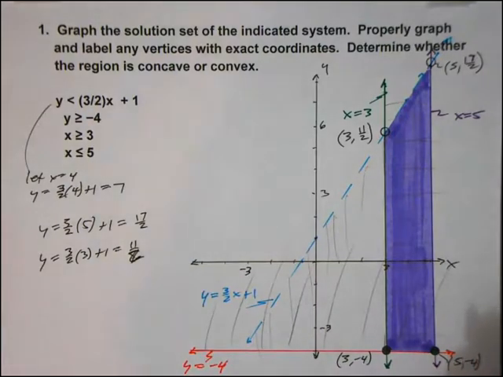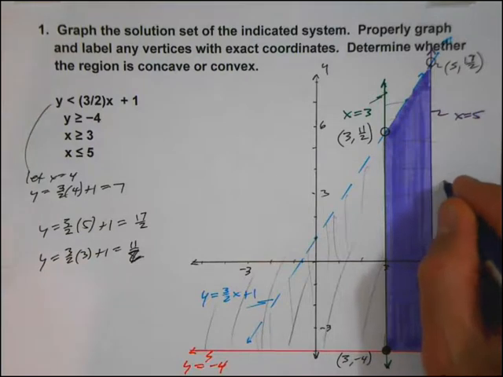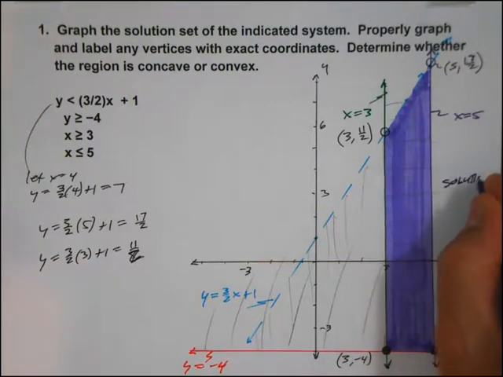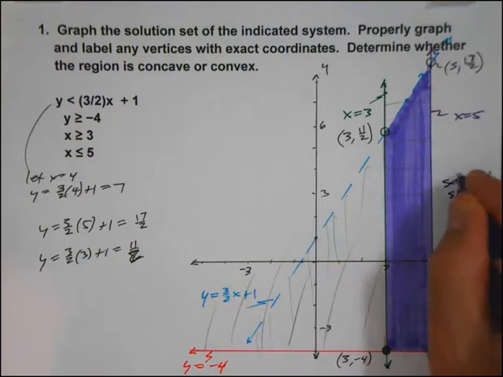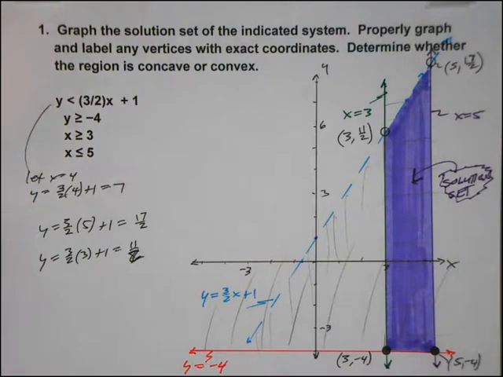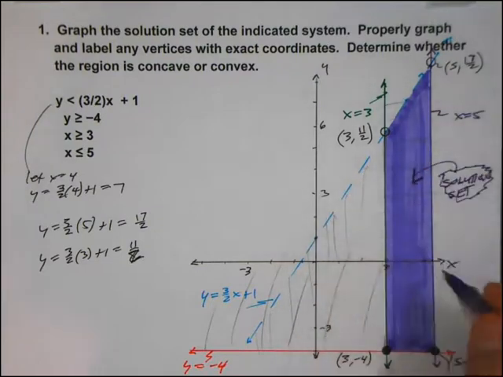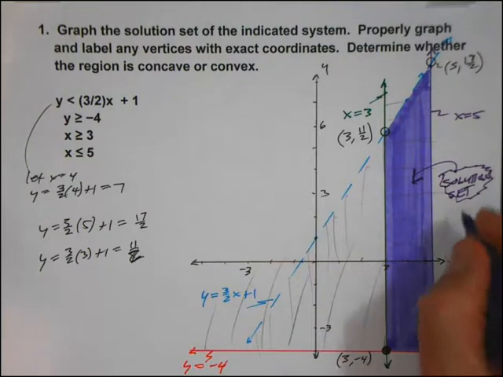Okay, now we've got our solution set, well, shaded, but wait, it should get labeled here. So right in here we could say solution set. Right here. Okay. And one more remaining issue. Is this region concave or convex? Well, consider any two points in this region. The line segment connecting them would also lie in the region as well. So the region is then convex by definition.